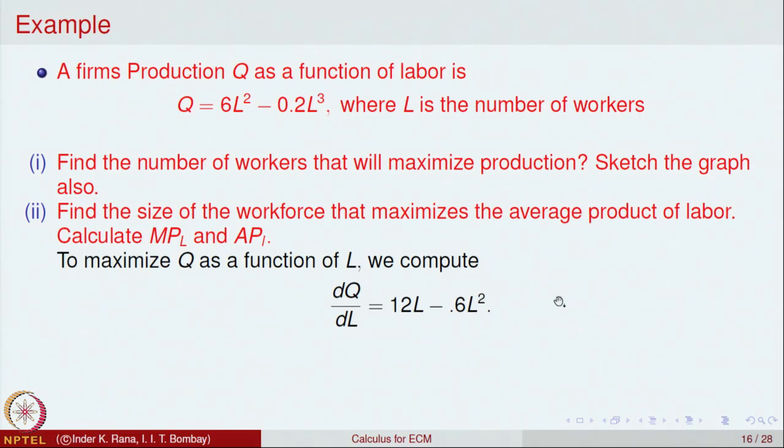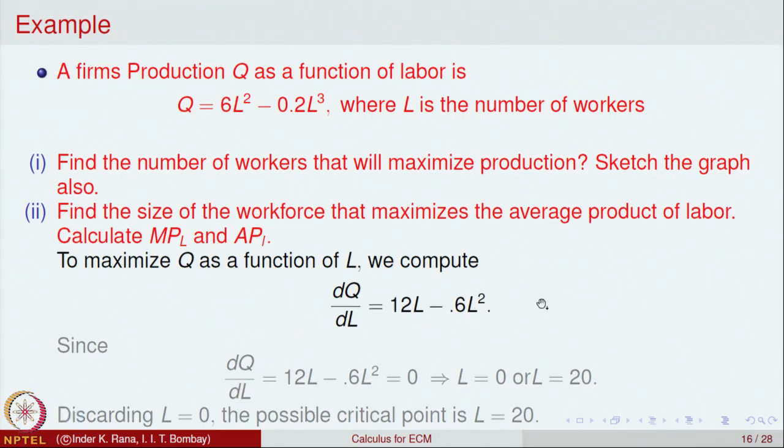To find the possible candidates for L such that q is maximum, we have to put the derivative equal to 0 and find those critical points. When we put it equal to 0, you can take L as a common factor, L into (12 minus 0.6 L), which gives two values: L equal to 0 or L equal to 20. Obviously, if L is equal to 0, there is no production, and we are trying to maximize. So we discard the value L equal to 0. The only possible critical point is L equal to 20.